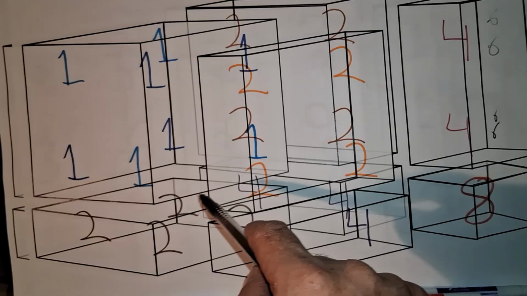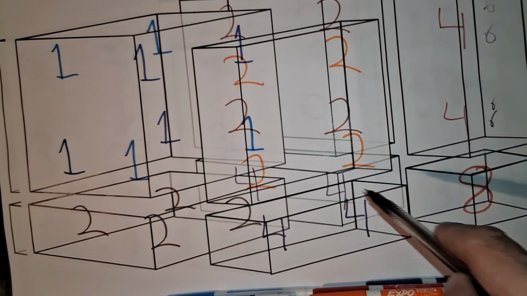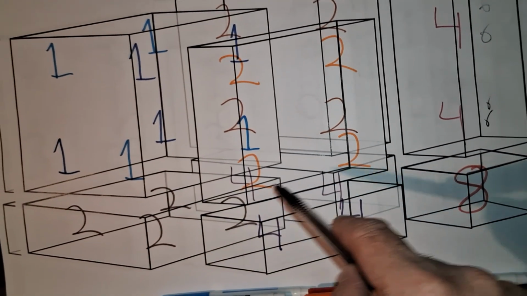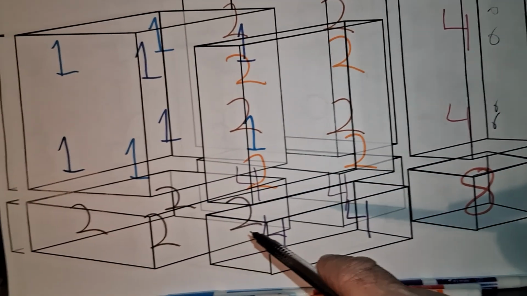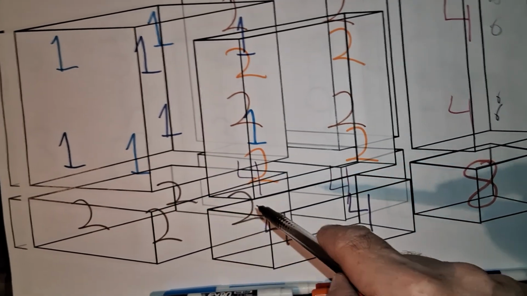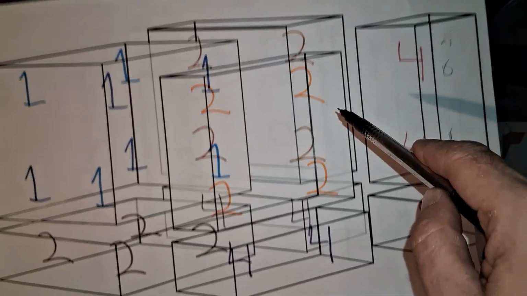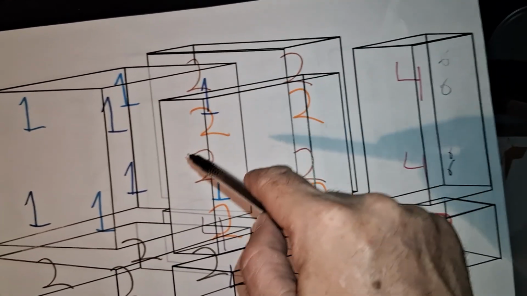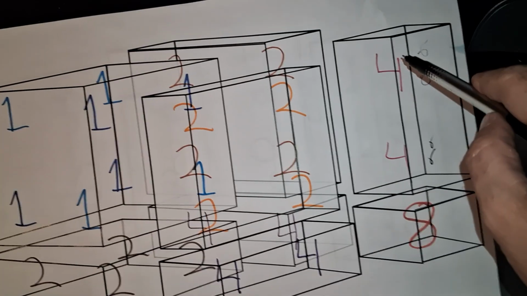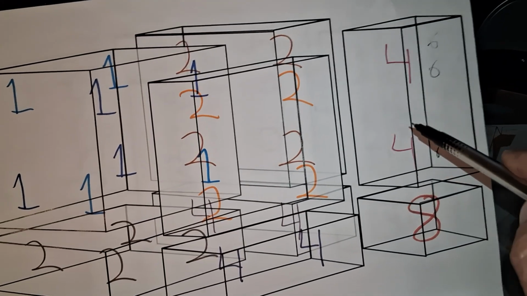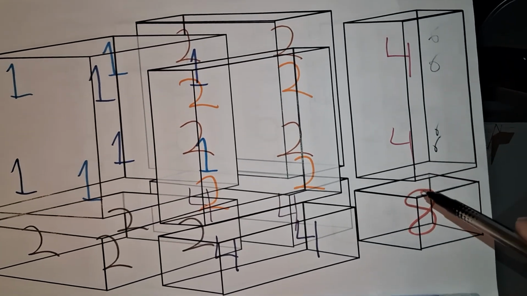Now, 2 plus 2 is 4 on this back column, on this column, on this column, and on this column, top and bottom. And the resulting number is 8.